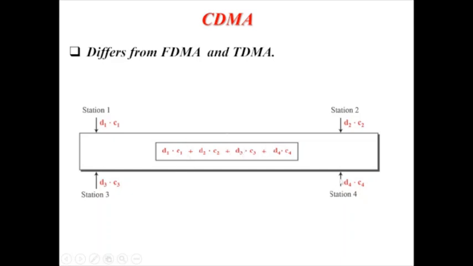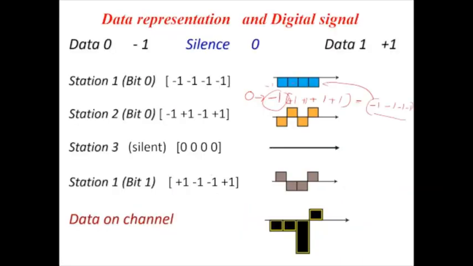When we add all these quantities, which are represented in the form of signals, the outcome is this one. This is how we represent the data. Here it is negative, here positive, and here negative. Looking further, it is positive, negative, negative, negative, and this is positive. So the outcome is this one.